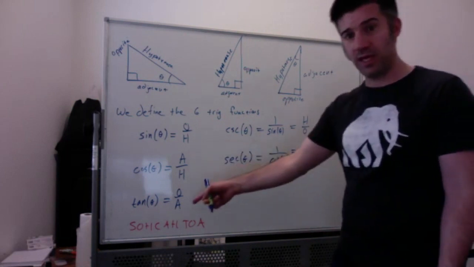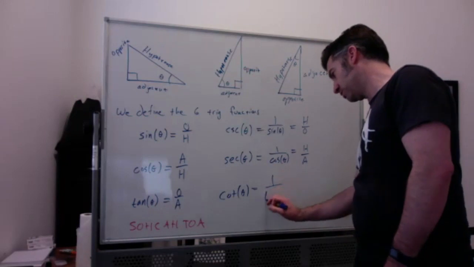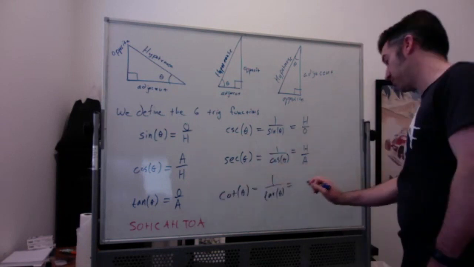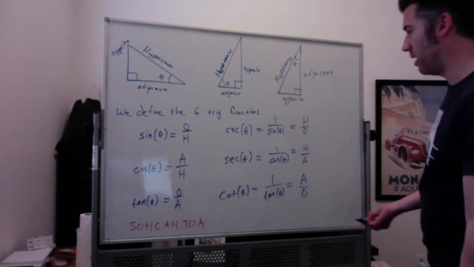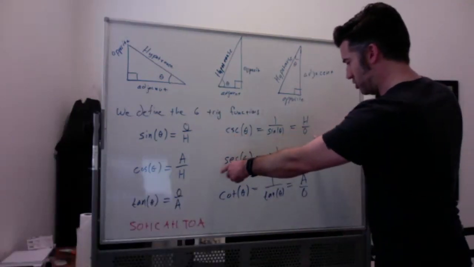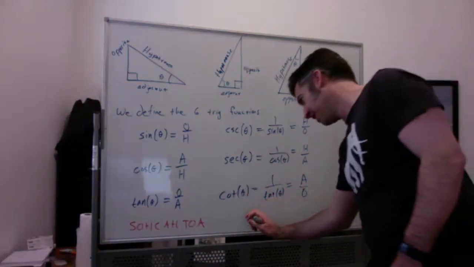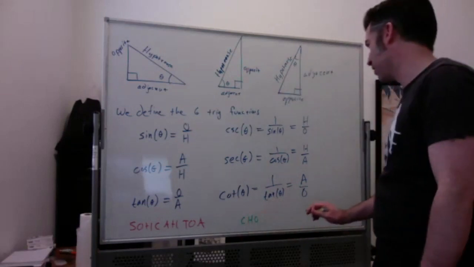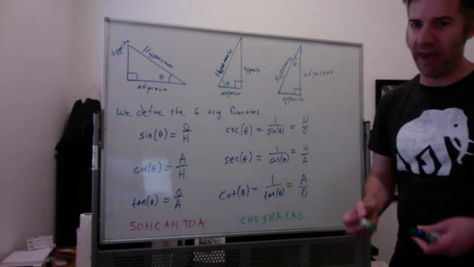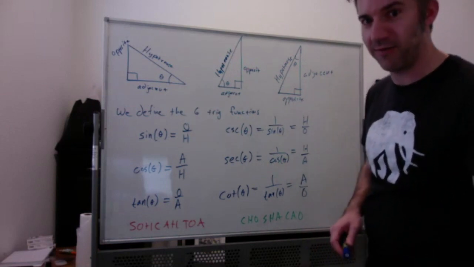And lastly, the reciprocal of tangent is cotangent of theta. And it's equal to the reciprocal of tangent. And the reciprocal of opposite over adjacent is adjacent over opposite. And there's no nice mnemonic device here. It would be cho, sha, cow. I mean, that seems like you could do that, right? If you really wanted, I don't think it's a good idea, but you could try for cho, sha, cow. Yeah, I don't know about that. I don't recommend memorizing that. It's not a good mnemonic device. It's kind of fun to say.